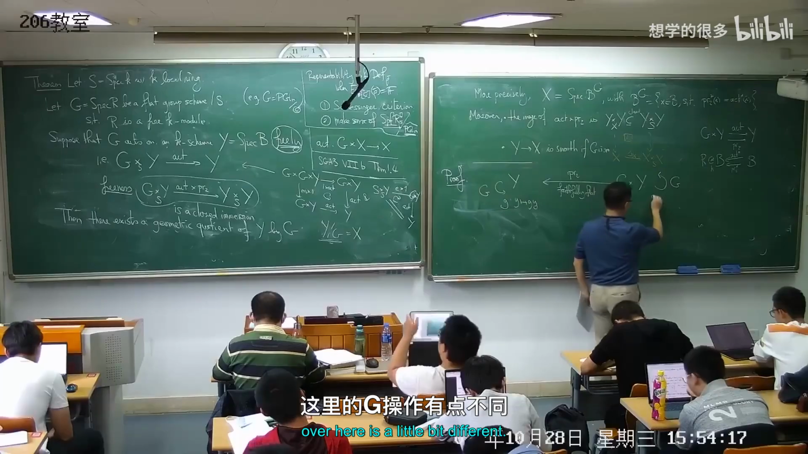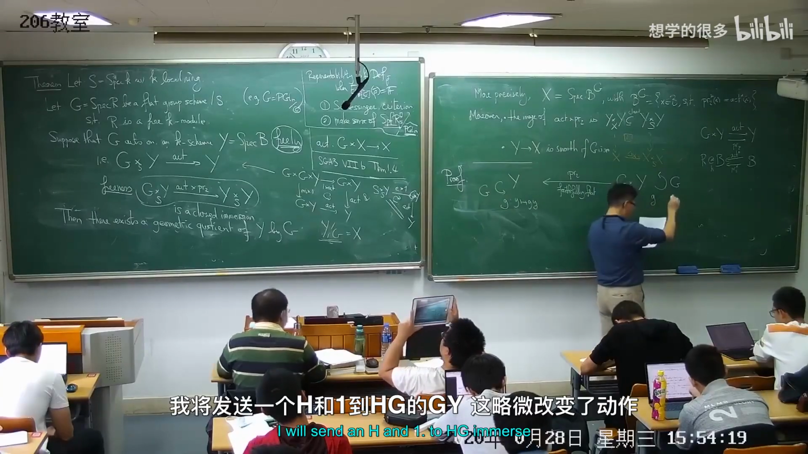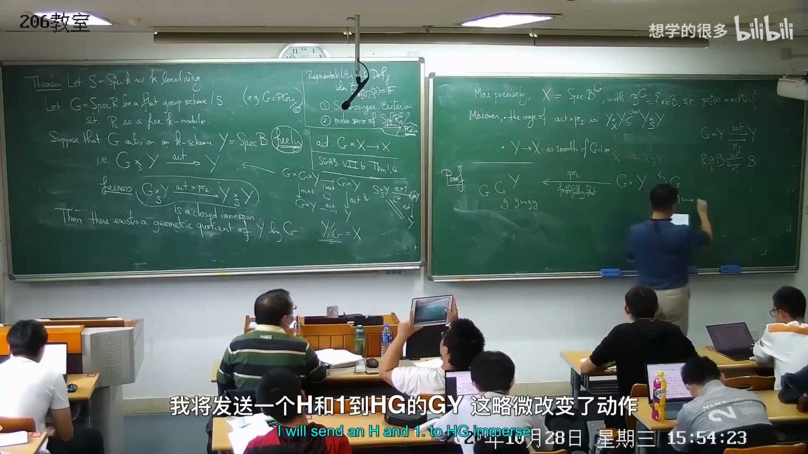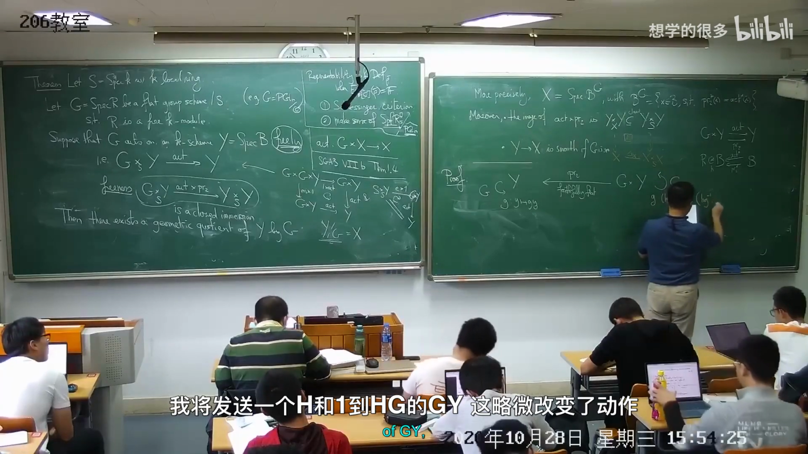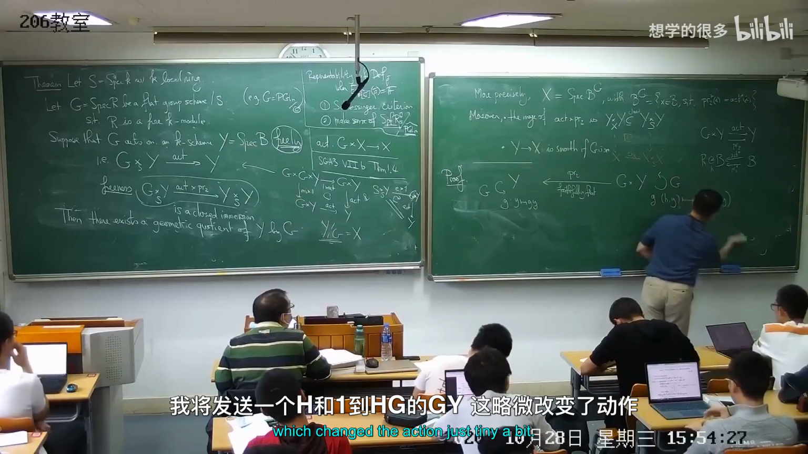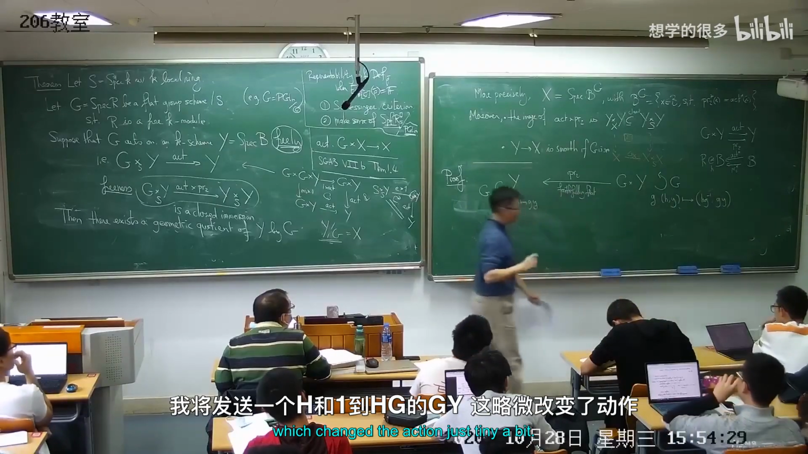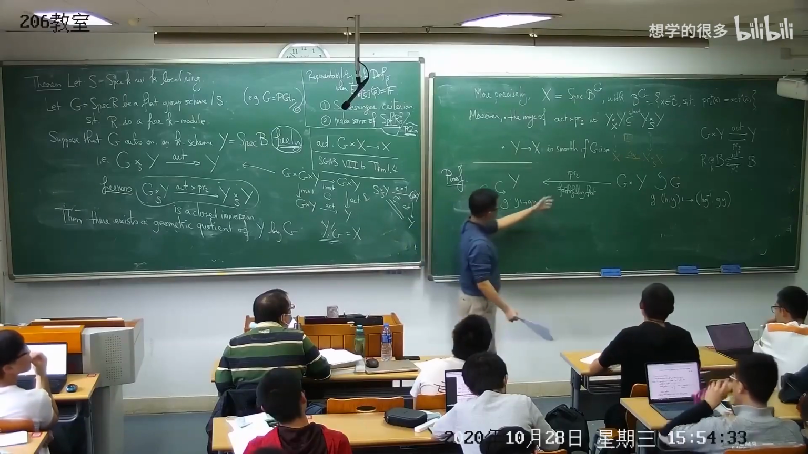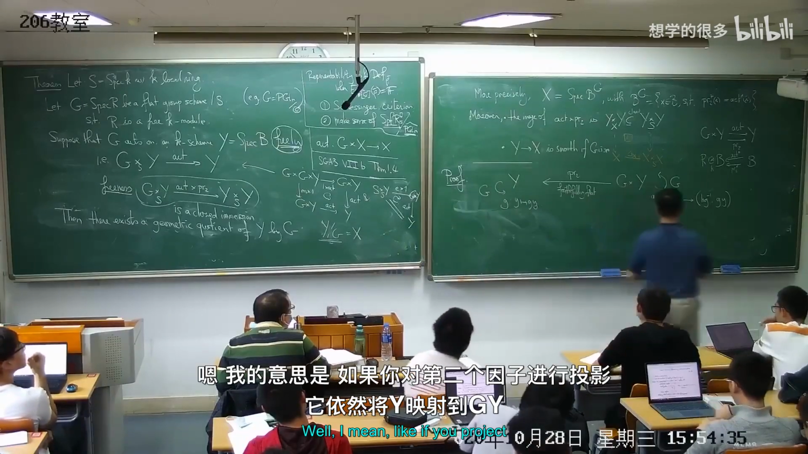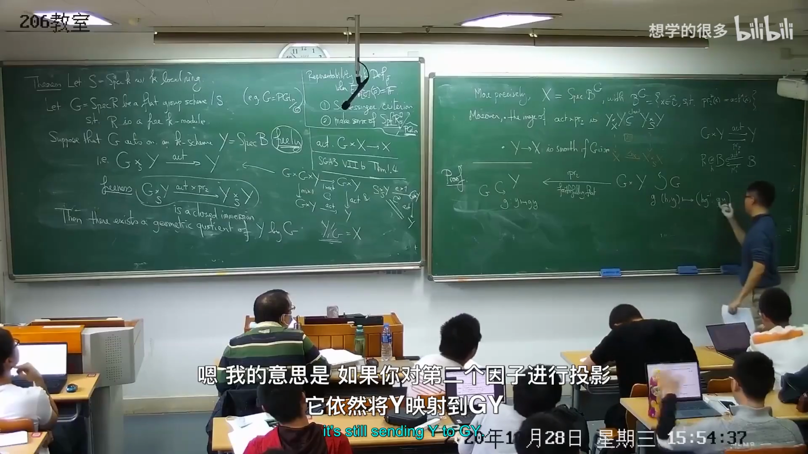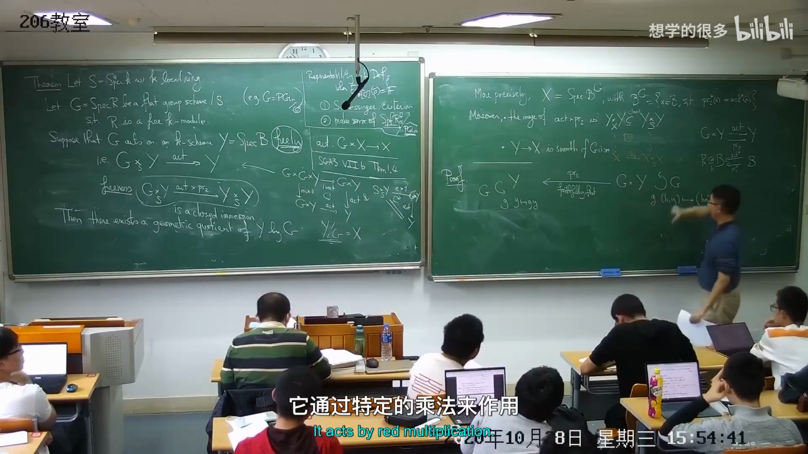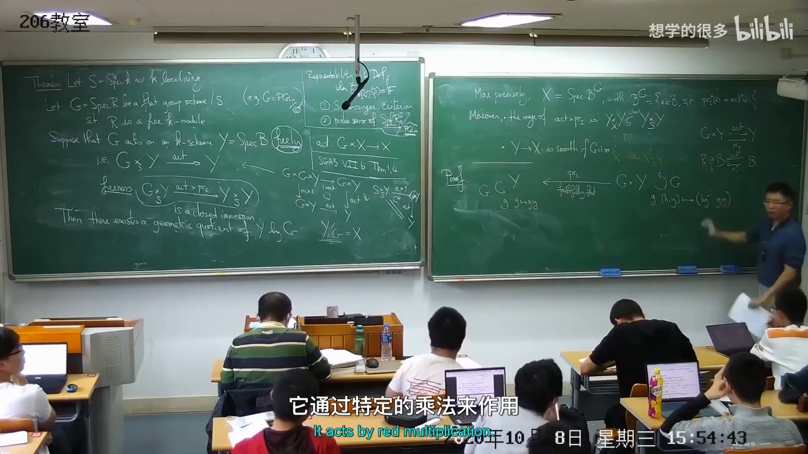The G action over here is a little bit different. I will send an H and Y to HG inverse of GY. Okay, you just change the action just a tiny bit. Twist the... like if you project to the second factor, it's still sending Y to GY. But on the first factor, it doesn't act trivially. It acts by right multiplication.